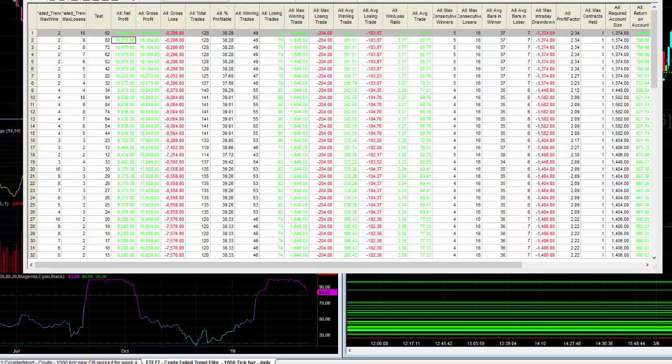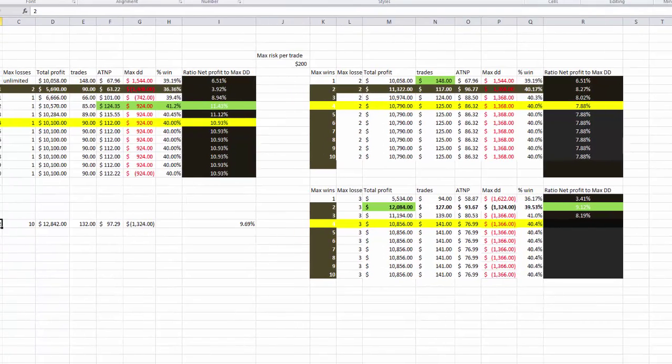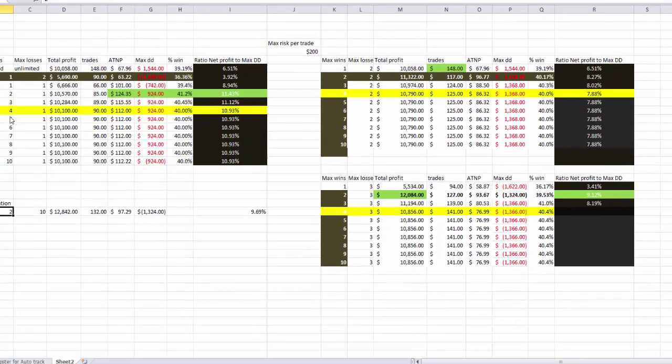Now, one thing we mentioned, the net ratio of profit to max drawdown. Obviously our best number based on our stats was there at 10. Max wins was 2 and max losses 1, and a 124 average trade net profit. Max drawdown was 924, 41% win rate, and 11.43 was the net profit to max drawdown. So that was our best outcome for that.